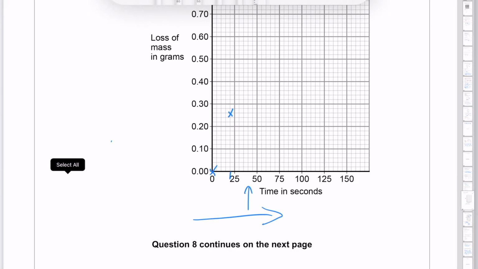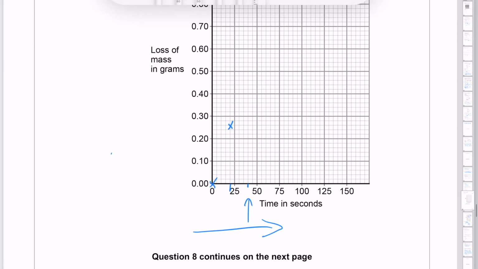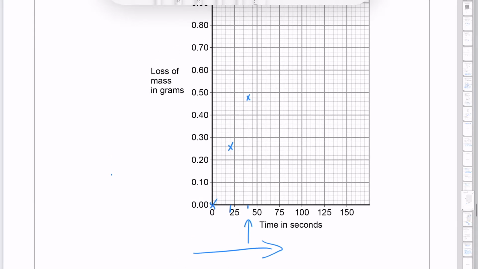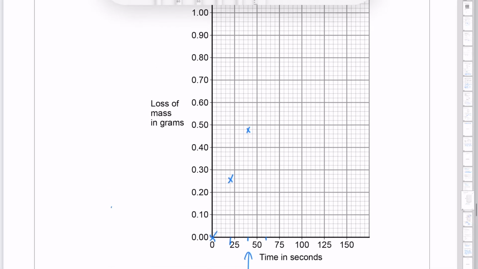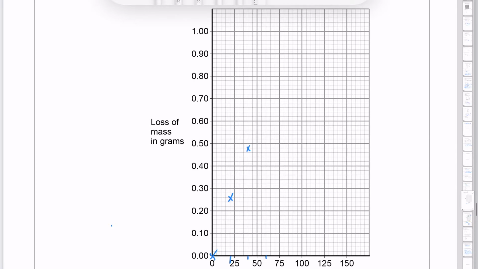Next one is 40 and 0.48. So 40 is here, 2 below the 50, and 48 would be there. Next one is 60 and 0.67. 60 is 2 more than the 50, and 0.67 is halfway between two of the squares, which will give us a line of there. Next one, 80.